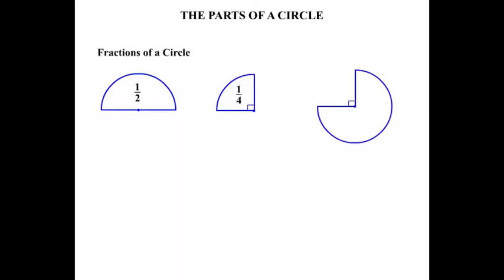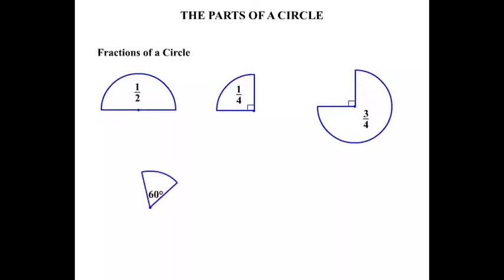Now let's consider some fractions of a circle. We can see that one there is simply half a circle. That's a semicircle. This one here is a quarter of a circle. This one here, hopefully you can see, a quarter of the circle is taken away, which would leave us 3/4 of the circle. Those 3 are the more obvious ones.